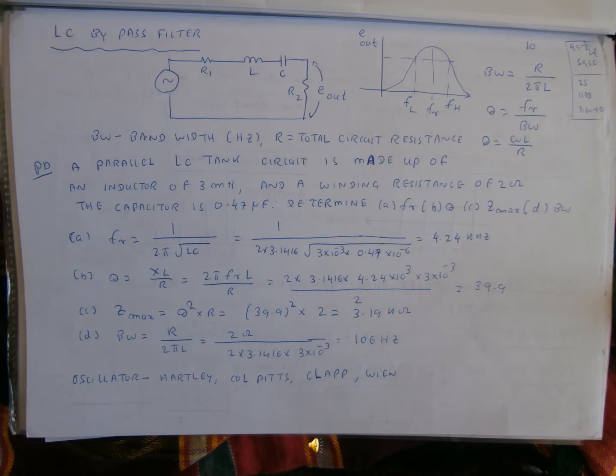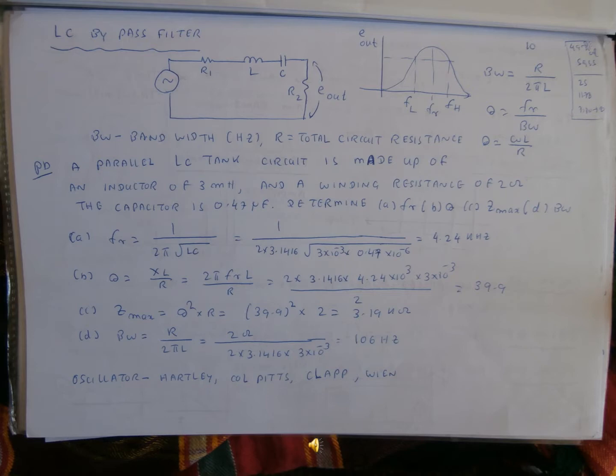Bandwidth can be calculated as R divided by 2πL, where R is the resistance value and L is the inductance value. Also the quality factor Q is calculated as FR divided by BW, and Q is also equal to omega L by R. In this case, R in the bandwidth is the total circuit resistance. Now, based on this principle, we solve a problem.